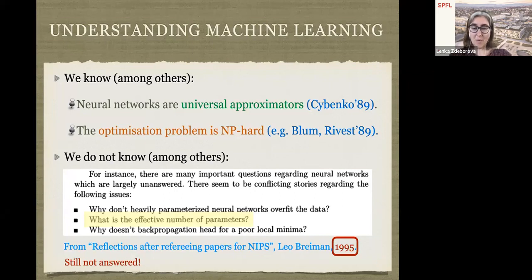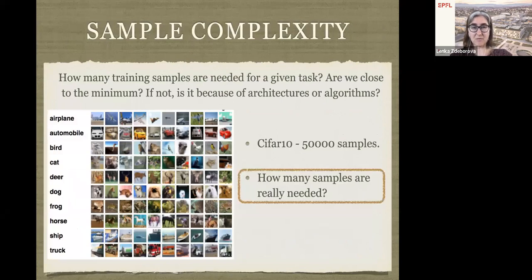So, for instance, the one about the effective number of parameters, the way I like to think about it is to think about the sample complexity, the question of how many training samples are truly needed for a given task. So you can take your favorite algorithm and your favorite way of training and your favorite architecture and train on these benchmark tasks and get some performance, but we do not really know whether we can do better or not. And if we can do better, is it by changing the algorithm or changing the architecture or doing some combination of the two or something else?